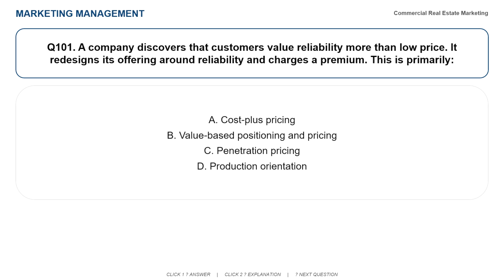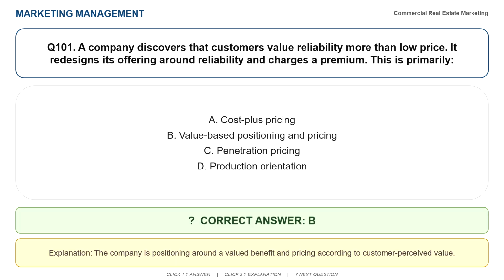Question 101. A company discovers that customers value reliability more than low price. It redesigns its offering around reliability and charges a premium. This is primarily: Option A, cost plus pricing. Option B, value-based positioning and pricing. Option C, penetration pricing. Option D, production orientation. The correct answer is B. Explanation. The company is positioning around a valued benefit and pricing according to customer perceived value.